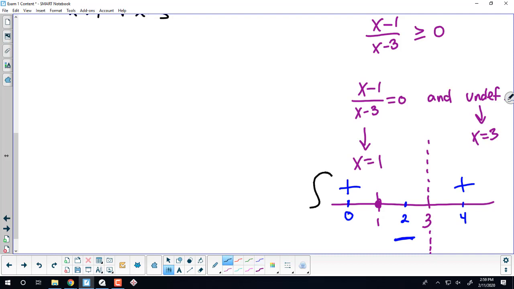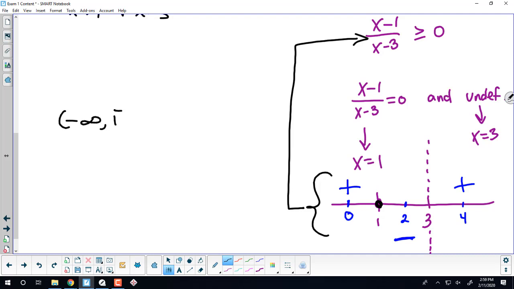So now, with this chart, I know exactly how to answer this question. When is that function larger than or equal to 0? Well, we go from negative infinity to positive 1. We're including that because that's where the function was 0. Negative infinity to 1. And then also from 3 to infinity. We're not going to include the 3 because it's an asymptote.